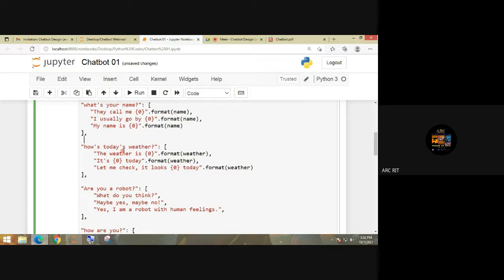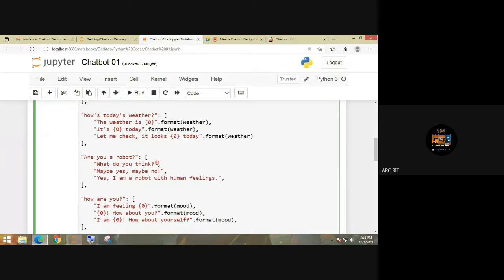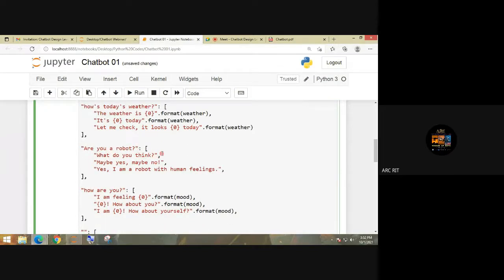Third question, how's today's weather? The bot can respond with this, this, or this. The weather I have put is rain, but I can put sunny, winter, spring, anything. Similarly, are you a robot? Here I am asking, are you a robot, and the chatbot can respond with any of these three responses. All these are predetermined.